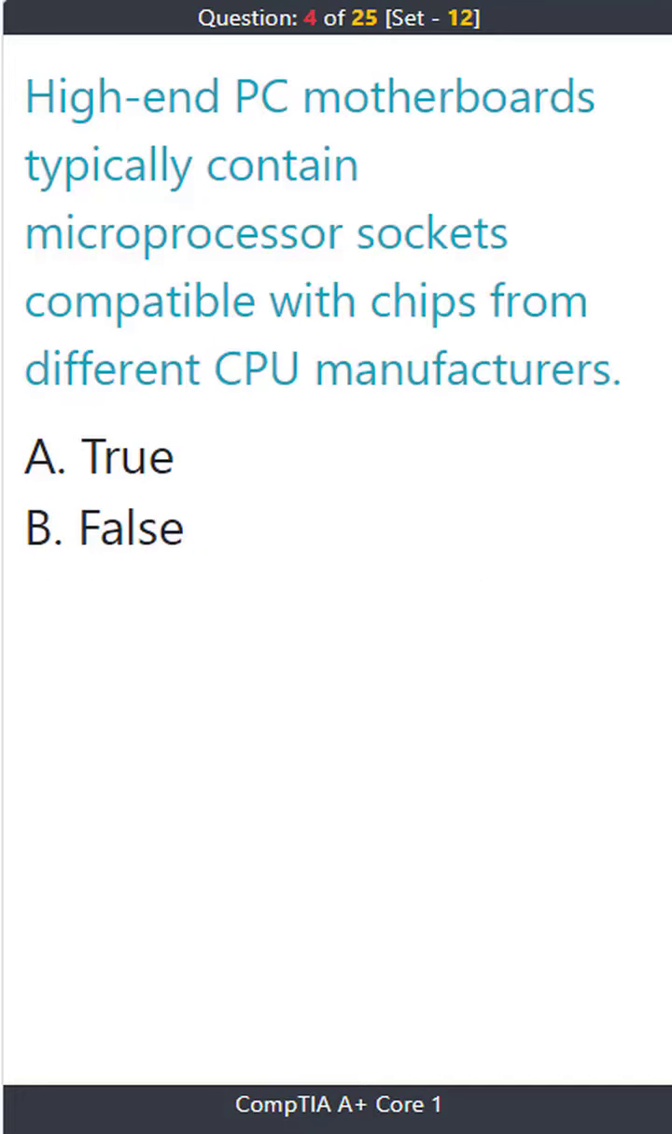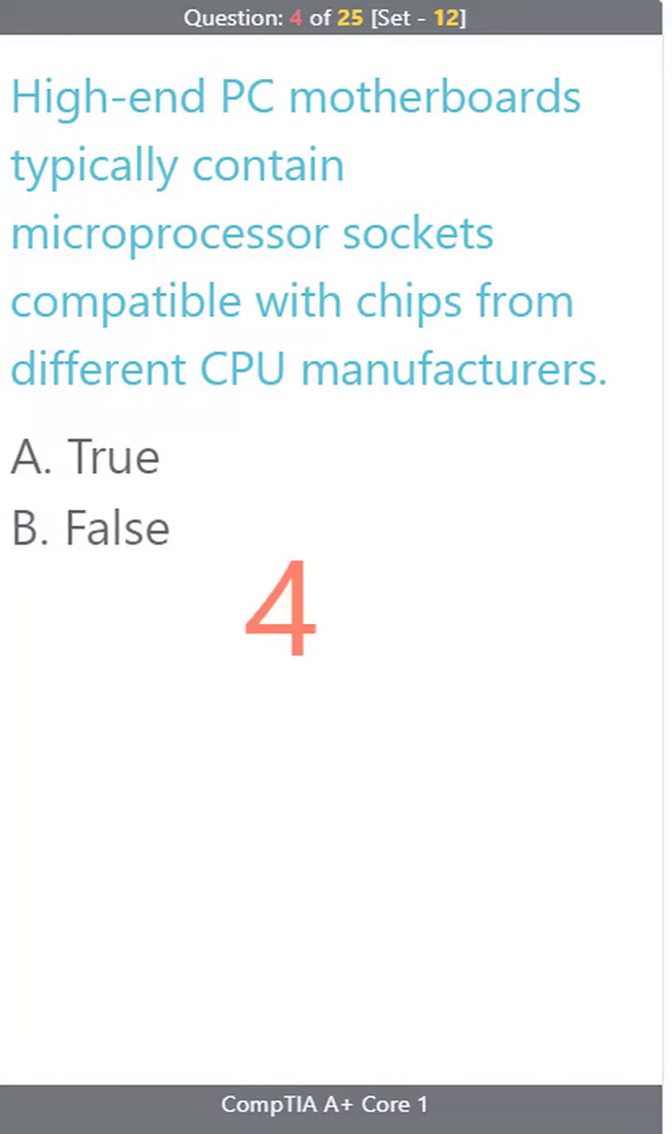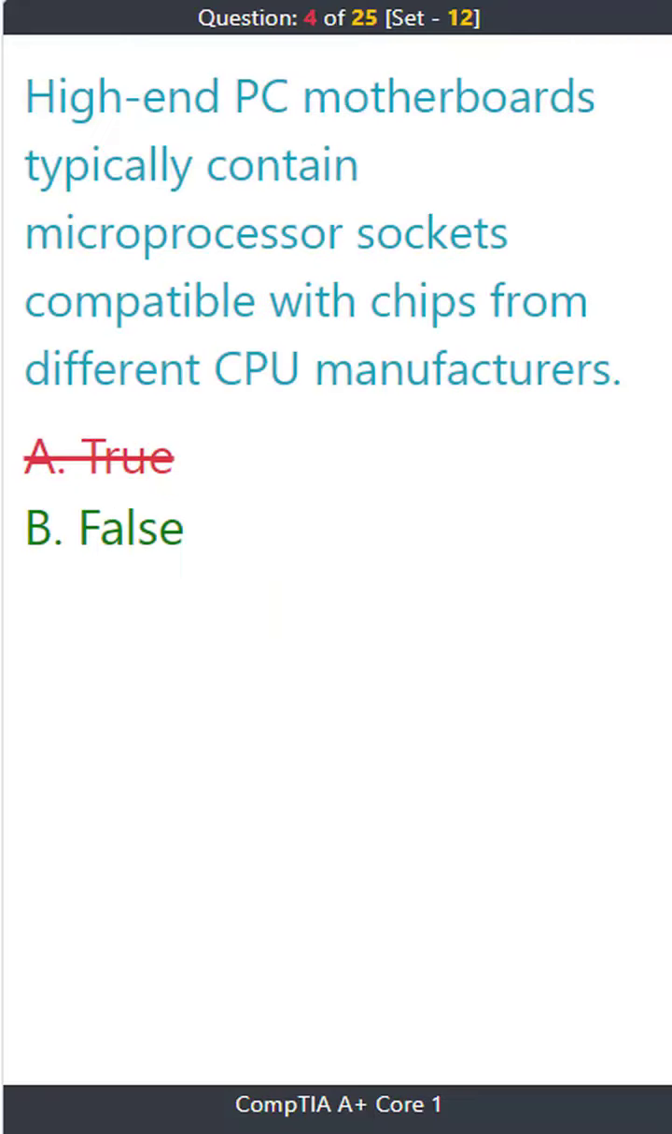Question 4. High-end PC motherboards typically contain microprocessor sockets compatible with chips from different CPU manufacturers. A. True. B. False. The correct answer is B. False.